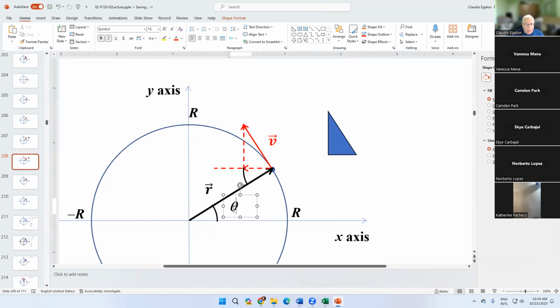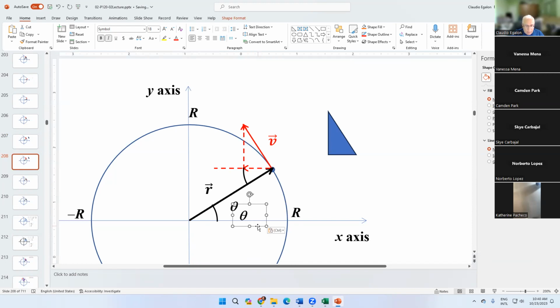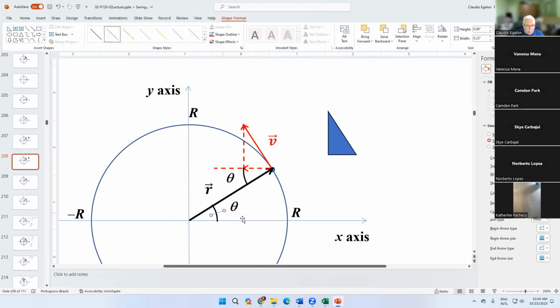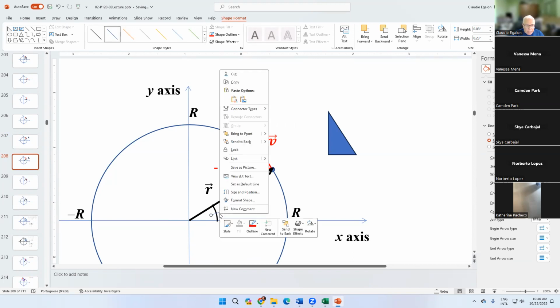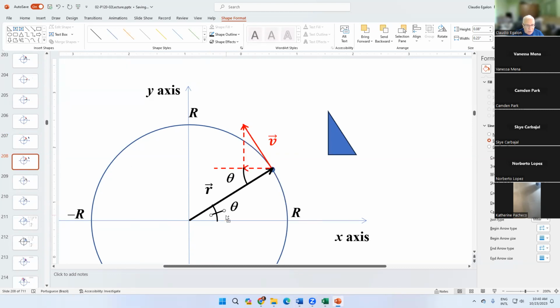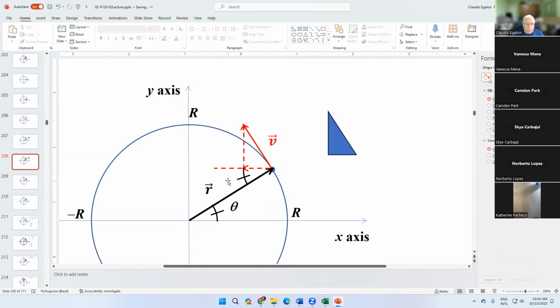If this one is theta, this one must be theta as well, right? We usually, how do we denote that in math to simplify? We usually put a little dash here, right? And then we put the same dash elsewhere to simplify the drawing. And now I don't need to put my theta there. One dash here, one dash here.